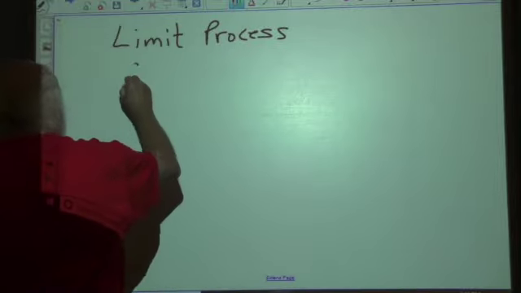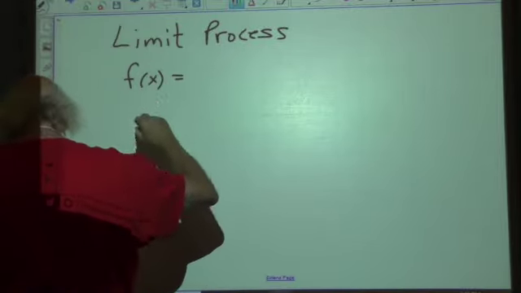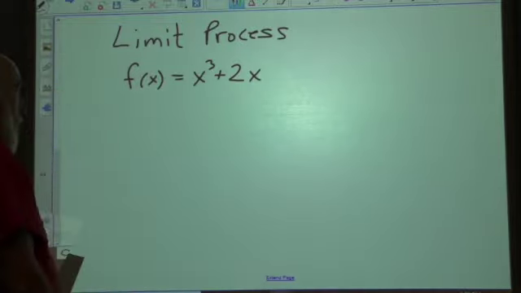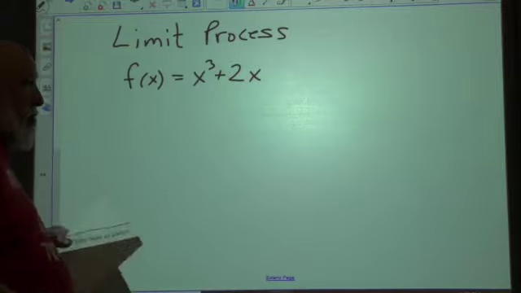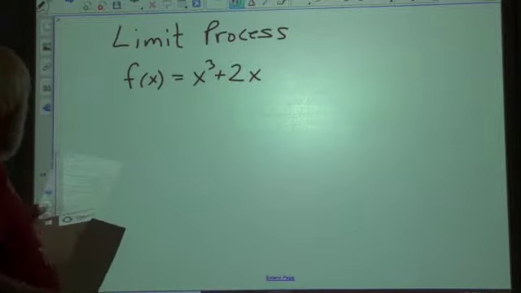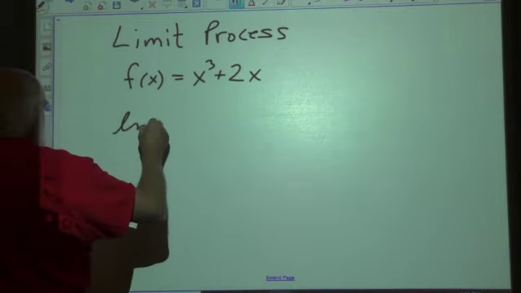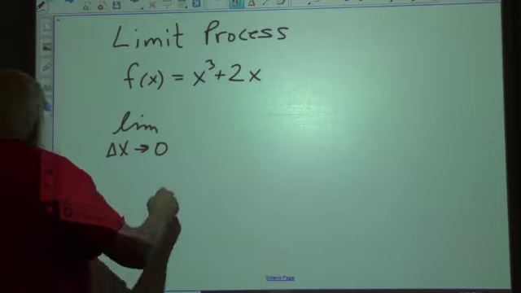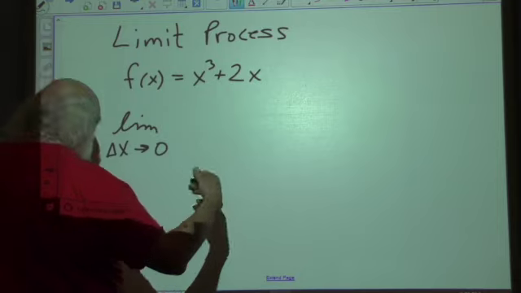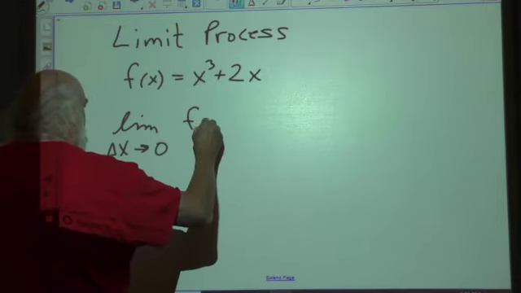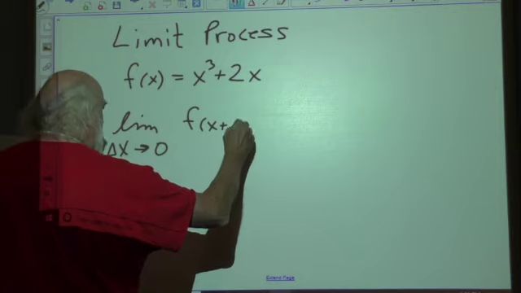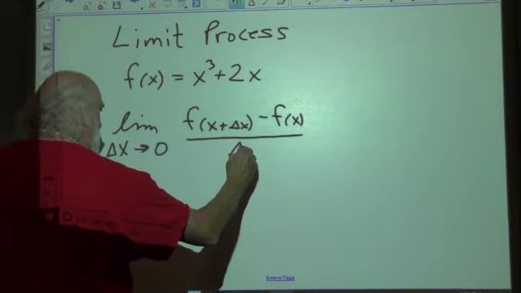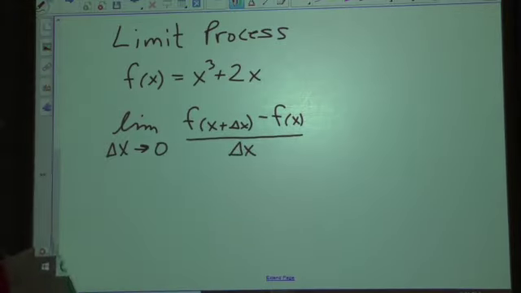So let's suppose that we have the function f of x equals x cubed plus 2x. So we're going to do this one more time, and we've done this already a couple times, but it's worth doing one more time to make sure we get really familiar with this. So that means the limit as delta x approaches 0, and I'm going to put the definition up there one more time just to make sure we got it down. F of x plus delta x minus f of x over delta x. That's the differentiation process.